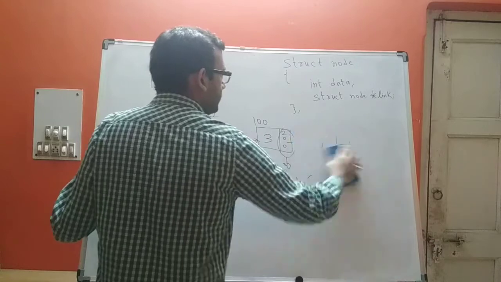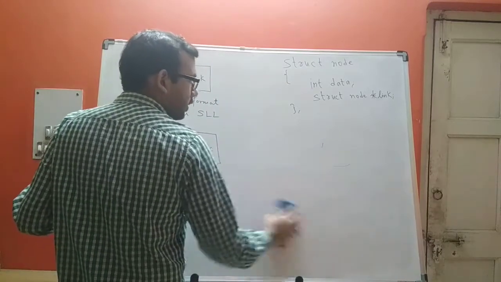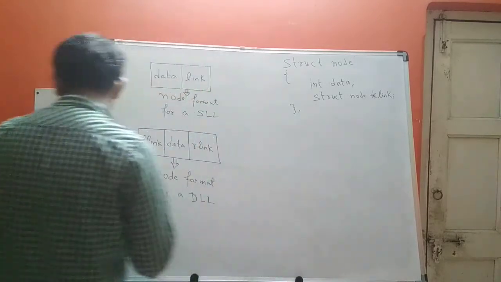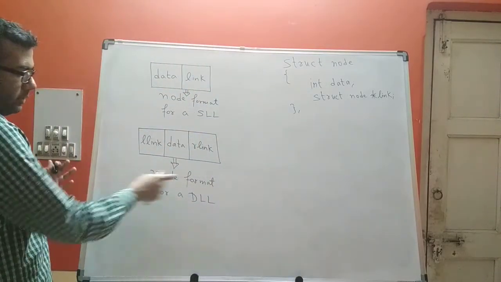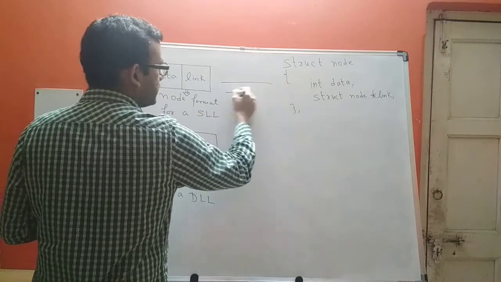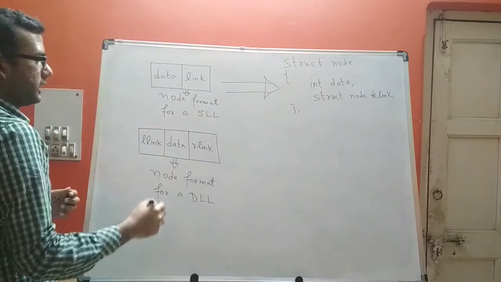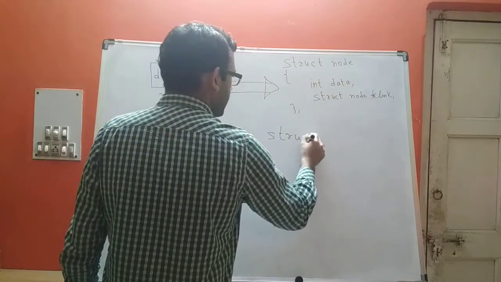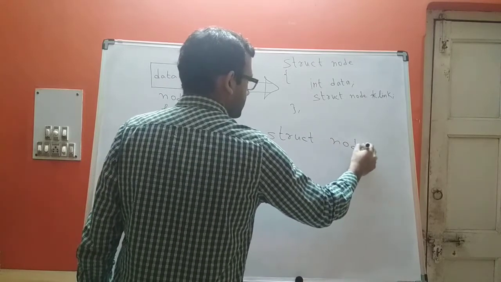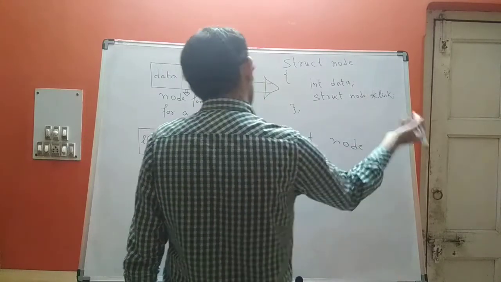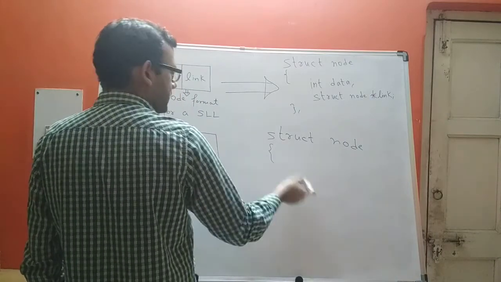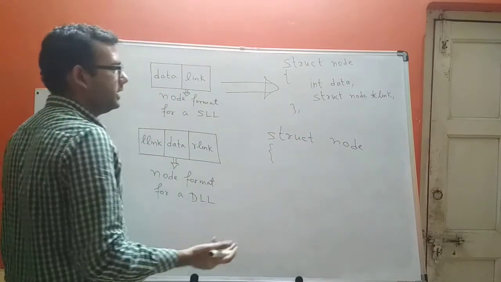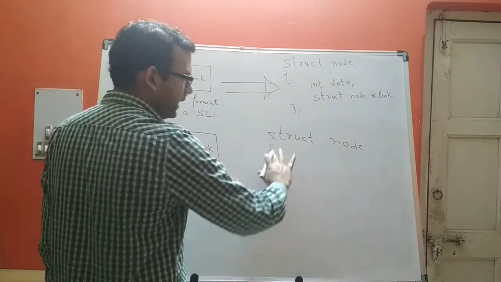So this is how you define a structure for creating the node format of a single linked list. Now, what about this node format? Let's see. So this was the structure for the node format of a single linked list. Now, what about the structure for the node format of a doubly linked list? So I'll call this structure node as well. You'll rarely require a program where you'll be defining two structures, one for singly linked list and one for doubly linked list. So I don't think that will be a problem.